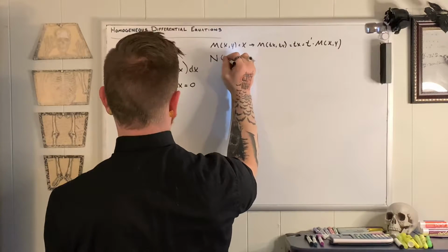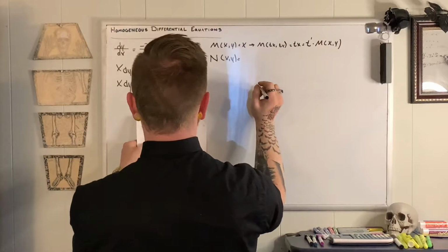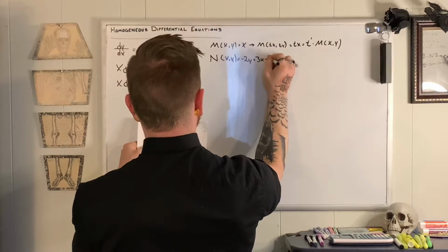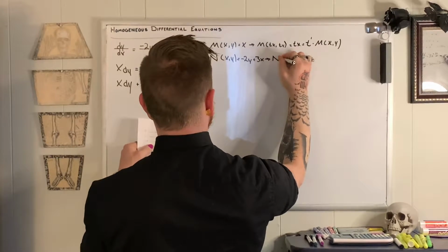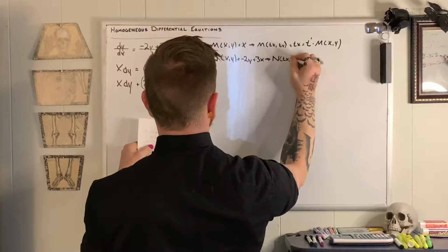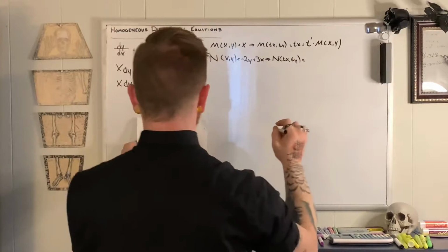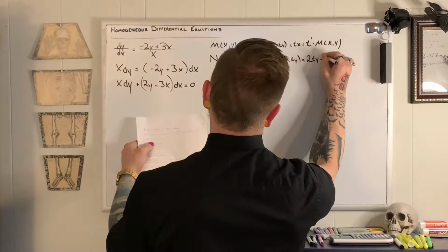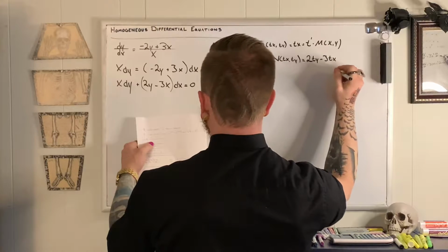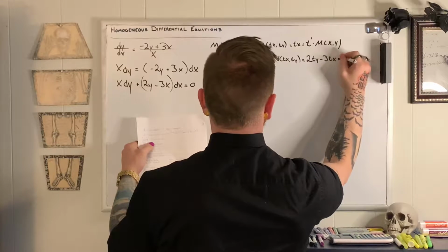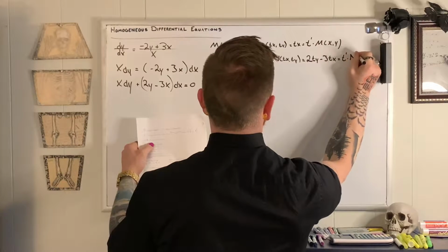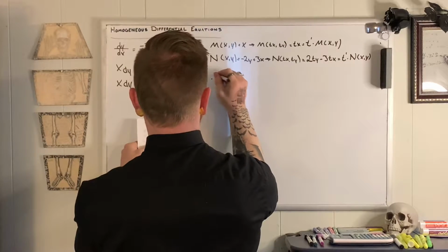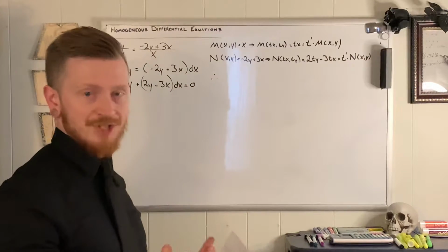Our N of x,y is equal to minus 2y plus 3x. So our N of tx, ty is equal to 2ty minus 3tx, which is the same thing as t to the first power times N of x,y. Therefore, this first order differential equation is homogeneous of degree 1.